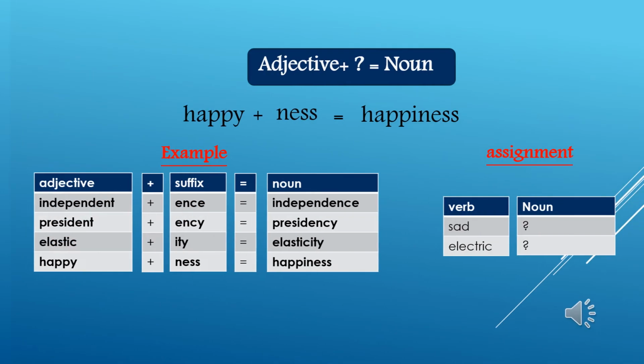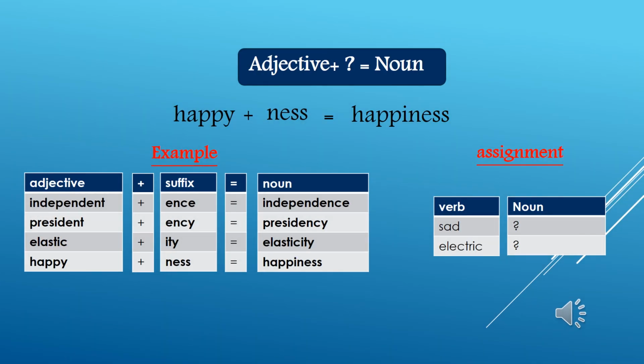So you can form nouns from adjectives also. Look at the example. Happy. Happy is an adjective. Ness is a suffix, and when ness is added to happy, happy plus ness is equal to happiness. Yes, only y has transformed into i. You just have to keep it in mind. So happiness is a noun. So suffix can create nouns from adjectives also.